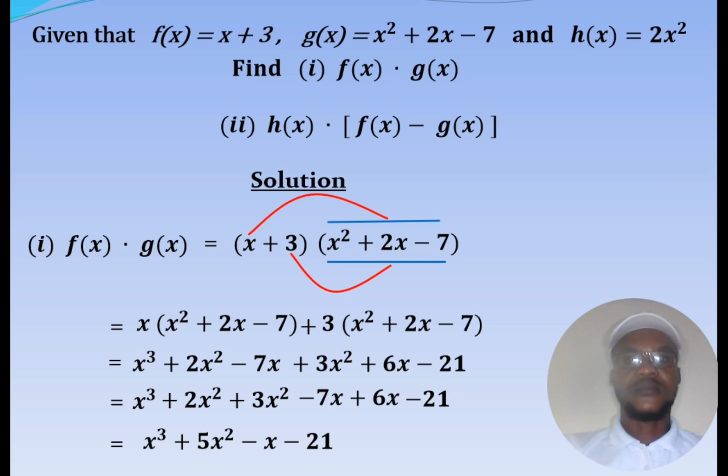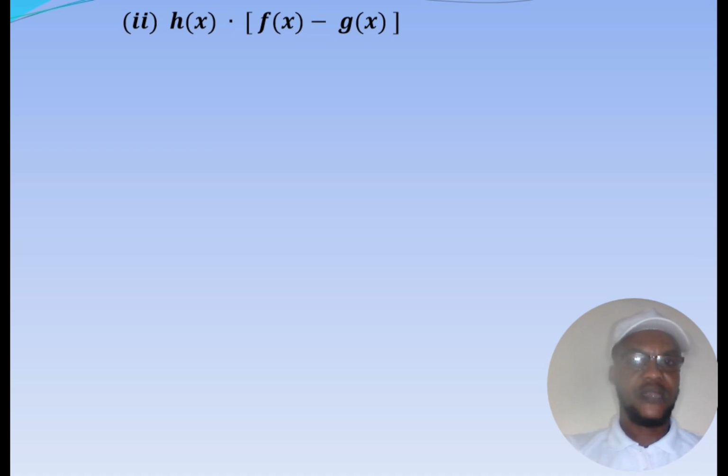Now let's look at the second part, which is f of x minus g of x. Okay, but in this case, how do you do that? Before you can even do the multiplication, you need to do what is in the bracket first. Yes, so as someone may say, in BODMAS, you always have to deal with what is in the bracket.